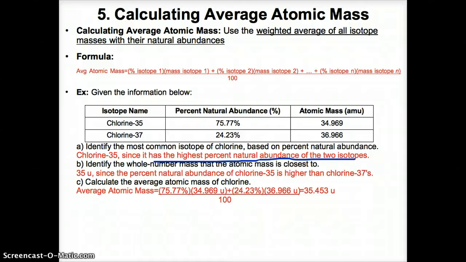Now the atomic mass based on the percent natural abundance will be closest to 35 U since the percent natural abundance of chlorine 35 is higher than chlorine 37's. Remember, average atomic mass is always closest to the atomic mass of the isotope with the greatest percent natural abundance.